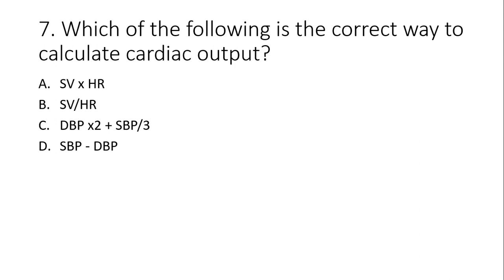What does C tell us? The MAP. Yep, it's our mean arterial pressure. And then D, I'm sorry I didn't explain the term: systolic blood pressure minus diastolic blood pressure. That's pulse pressure.